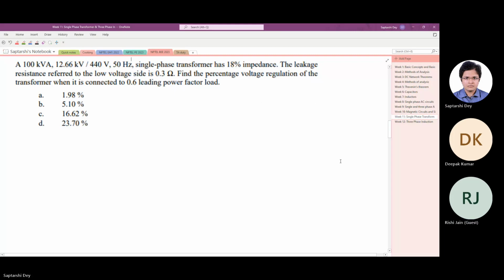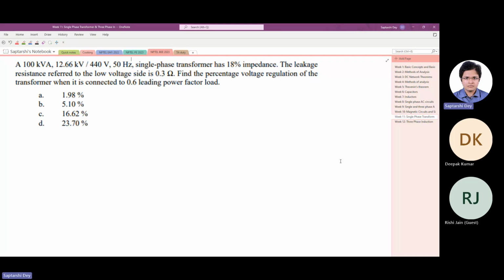All right. So, leakage voltage regulation question. A 100 kVA, 12.66 kV by 440 volt, 50 hertz single phase transformer has 18% impedance. The leakage resistance referred to the low voltage side is this much. Find the percentage voltage regulation of the transformer when it is connected to a 0.6 leading power factor load.